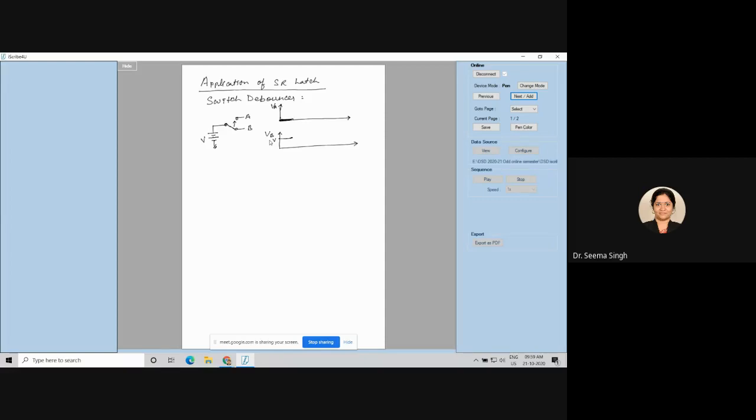Now, at a specific time, I am switching it from B to A. So when I am switching it to A, VB becomes 0, right? VB becomes 0 because I am switching it to A. Now the problem arises. What is the problem? The problem is when this switch goes from B to A, it is like a push button, no?